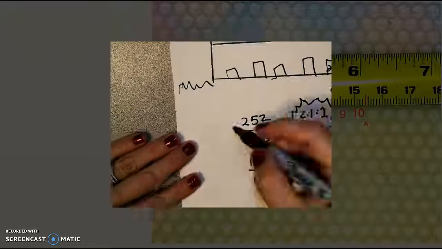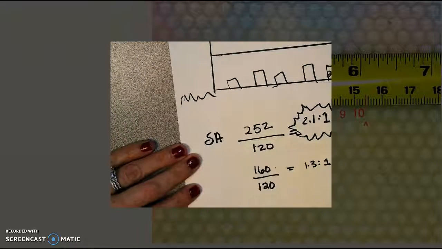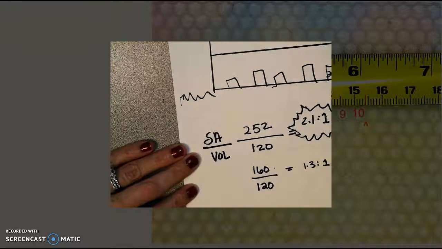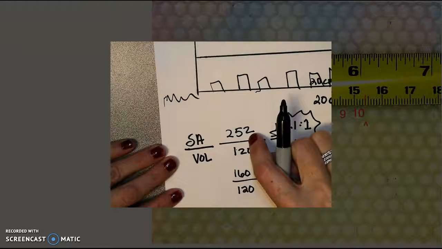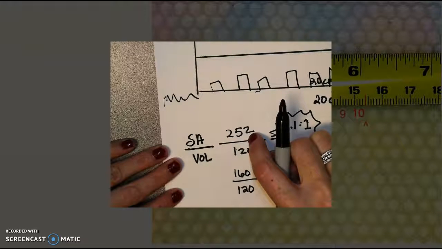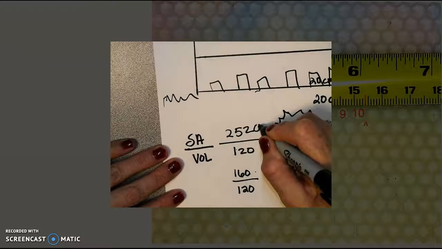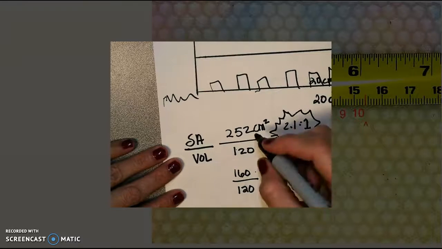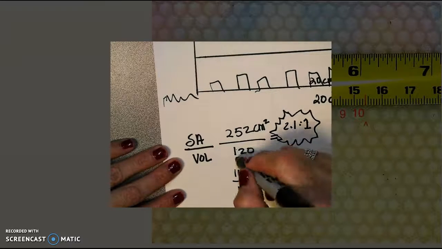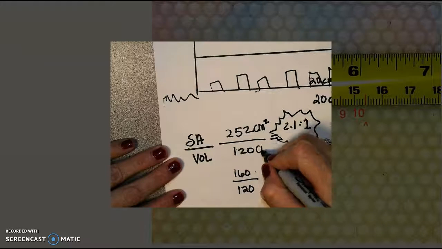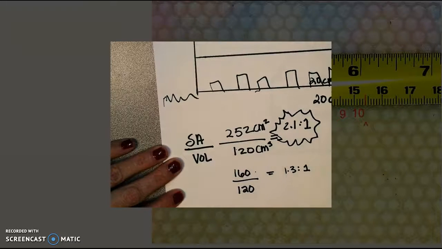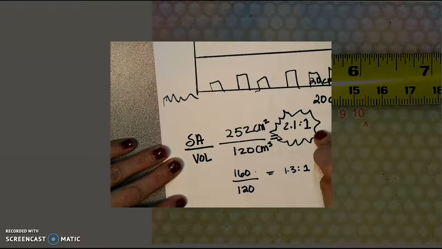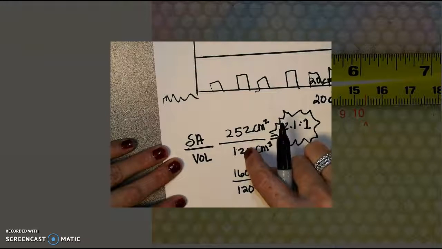So surface area to volume ratio: the top number is surface area divided by the volume. Our long rectangular building had a surface area of 252 square centimeters, but these labels will cancel, well, kind of. And the bottom number is volume, so 120 cubic centimeters. If you divide that up, it gives us a 2.1 to 1 ratio. So 2.1 on top, 1 on the bottom.